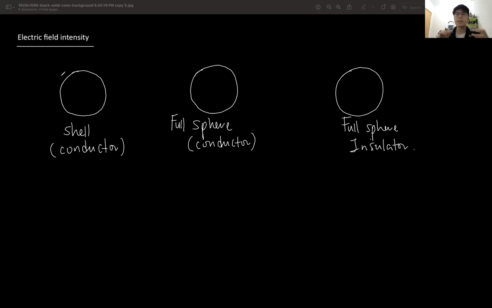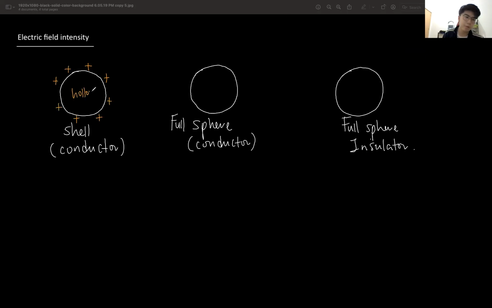The first one is a shell. That means it's only the outer surface. Inside is hollow. Okay, only the outer surface. Inside is hollow. So that means it is a conductor, right? That means if I give it a charge, the charge can only stay on the surface.